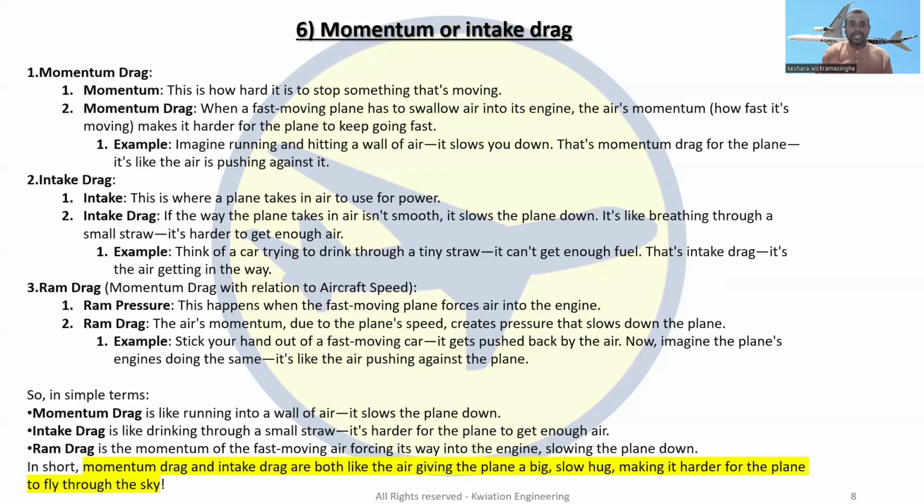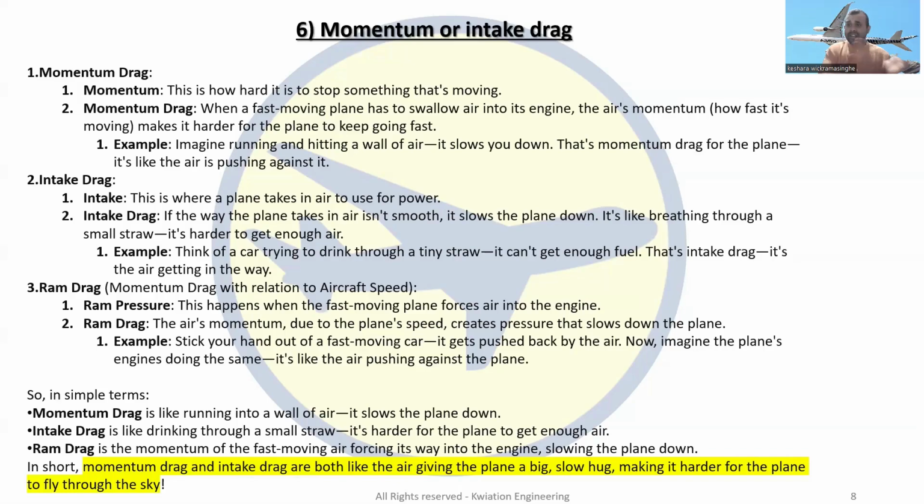Example: think of a car trying to drink fuel through a tiny straw. So it can't get enough fuel. That's intake drag. It's the air getting in the same way.